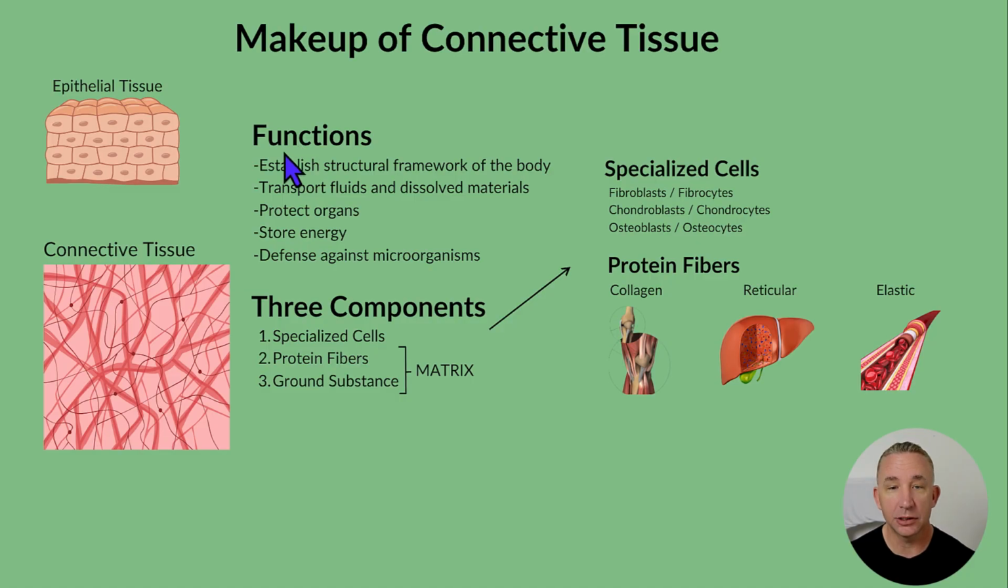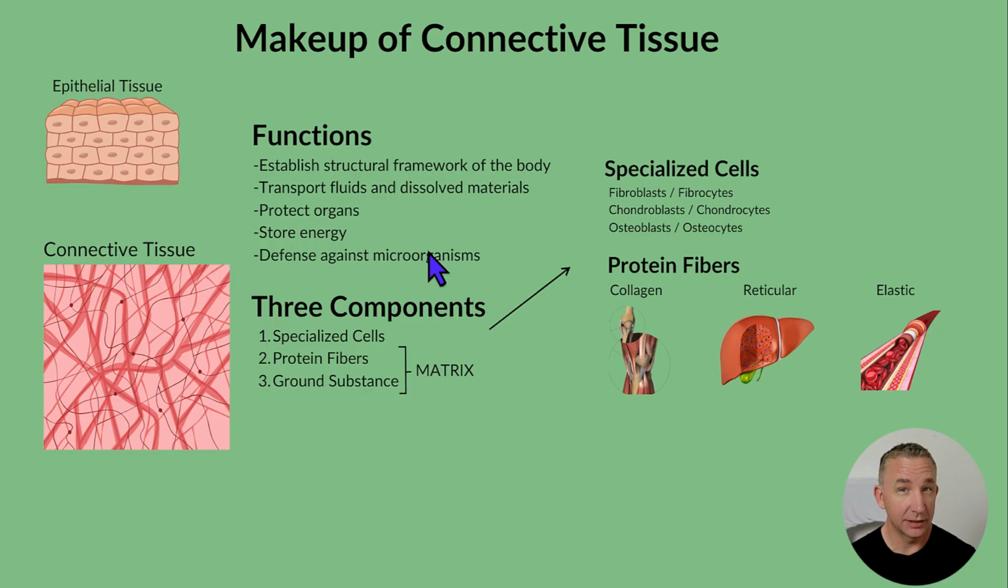So their functions, we talked about our breakdown of classifications, the structural framework. We talked about cartilage and bones and tendons and ligaments. Transport fluids, we talked about blood and lymph to move things throughout the body. We said protect the organs, going back to bones is our primary way to do that. Storing energy, adipose tissue is one of our connective tissue proper, our loose connective tissues. Adipose is a great insulator and a good cushion. And then defense against microorganisms.